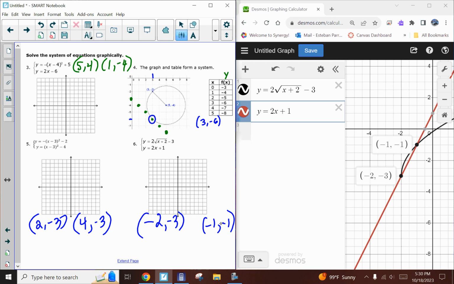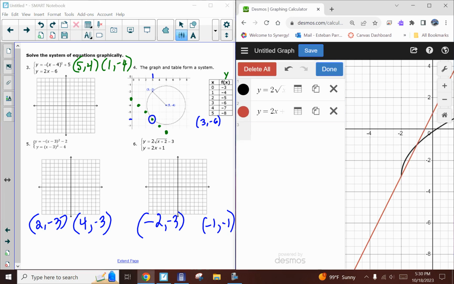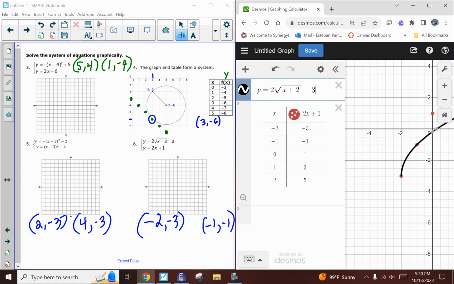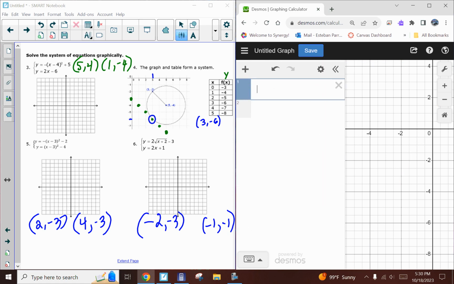So make sure you transfer your pictures over. Again, if you want accurate pictures, you can hit the gear and it'll create a table for you. So that table of values, the more points you have, the better picture you're going to get. You do need to have these pictures on your paper, on the review, in order to receive credit.